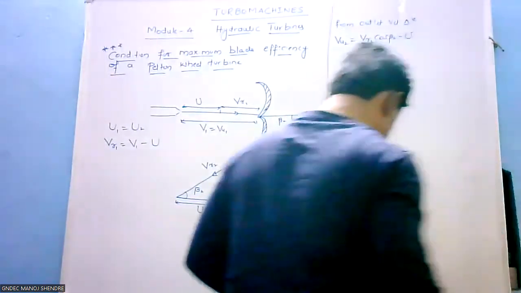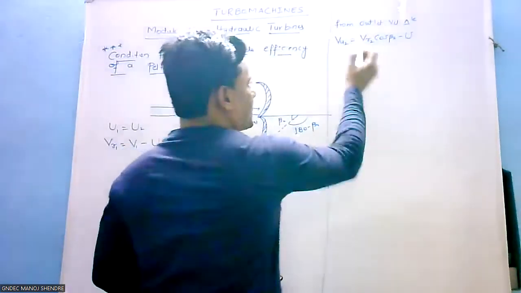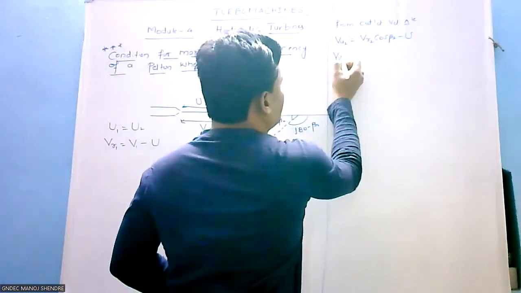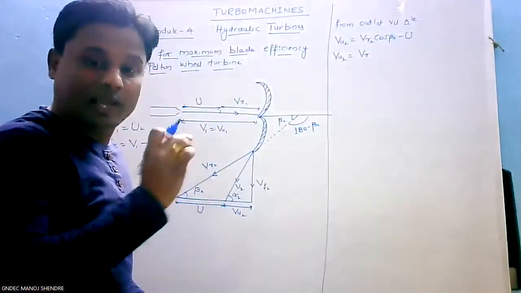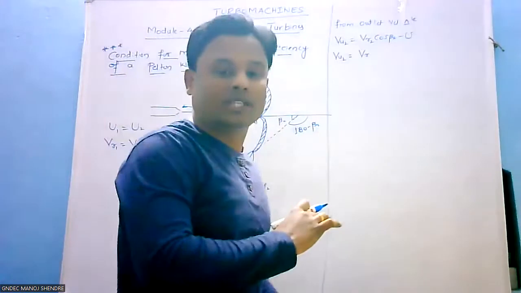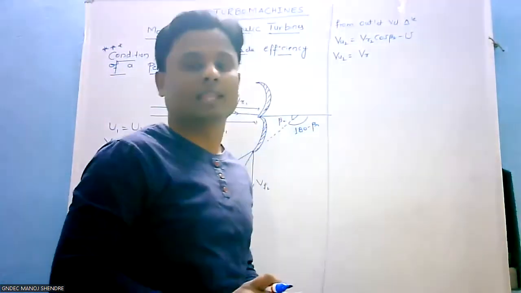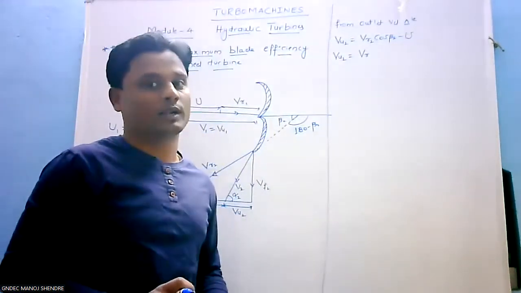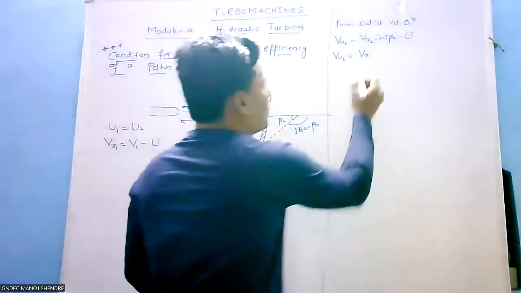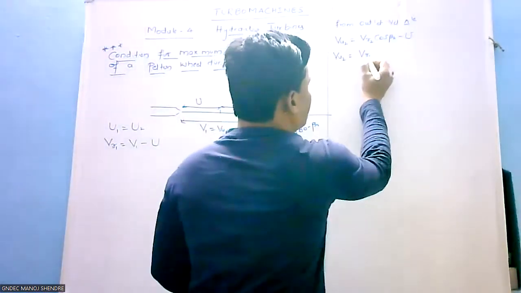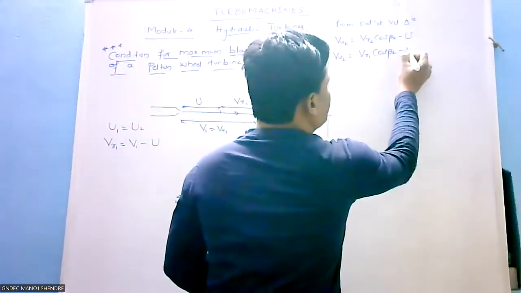Now, this equation can also be written with VR1 in place of VR2. If we ignore all frictional losses, if there is no frictional loss, then there is no change in the relative velocity. So the relative velocity at the inlet, VR1, will be equal to VR2. Here I can write VR1 equals VR2, that is Vu2 equals VR1 cos beta 2 minus U.